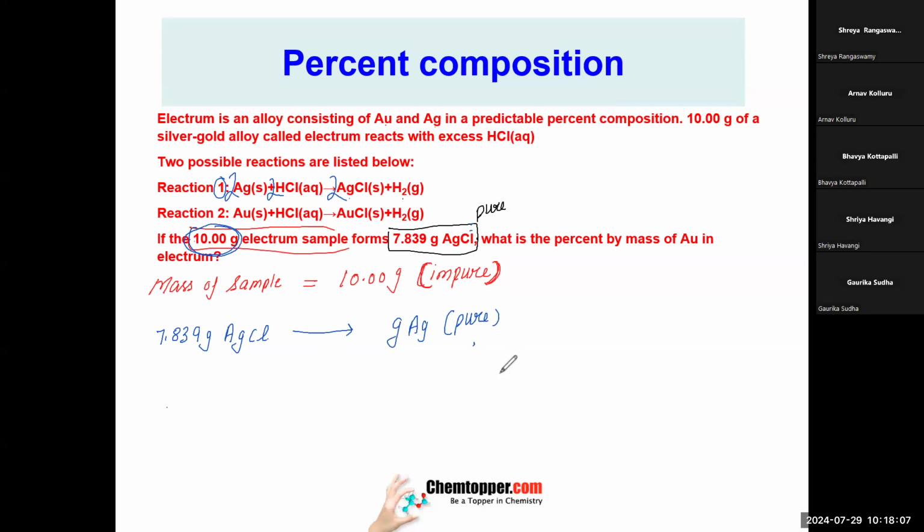Can you give me the method? Can you tell me how to go from grams of AgCl to moles, and then to moles of silver, and then to grams? Yes, Gorika, help me out. From grams of AgCl, what can I calculate? Okay, Shreya R, Shreya H, Bhavya, Arnav.